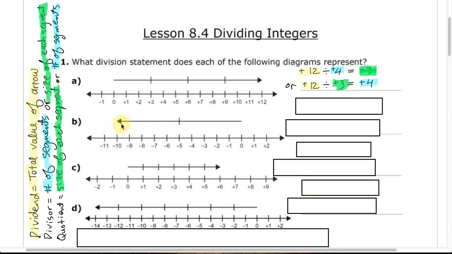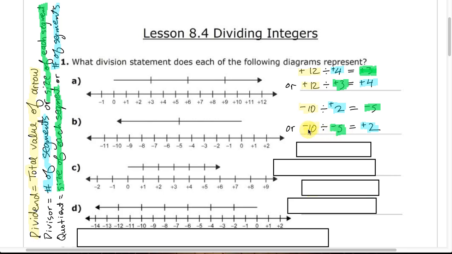Part B, starting with what is the dividend, the total value of the arrow here. Obviously that would be negative 10. So you can do one of two things. You can either divide it into 2 segments and the size of each segment would be negative 5, or you could say that this diagram represents negative 10 divided into segments of size negative 5, and that gives you 2 segments. So again, there are 2 division statements that you could write here.